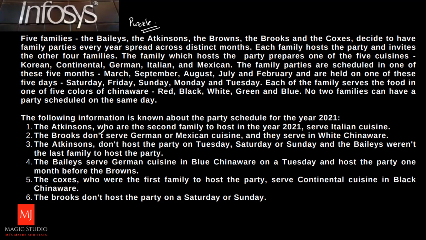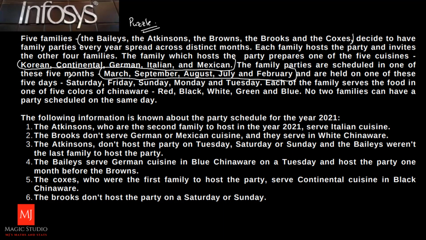We know that 5 families, Baileys, Atkinson, Browns, Brooks, Cox, decide to have family parties. Each family hosts a party. The family which hosts the party prepares one of the 5 cuisines. We have one more variable, 5 cuisines. Family parties are scheduled in 5 months. We have 5 months, one more variable.